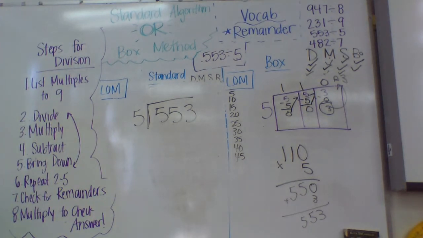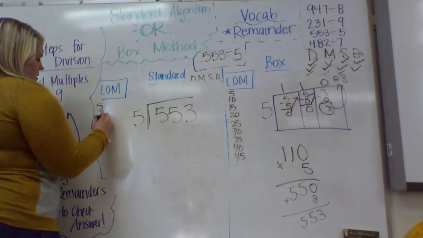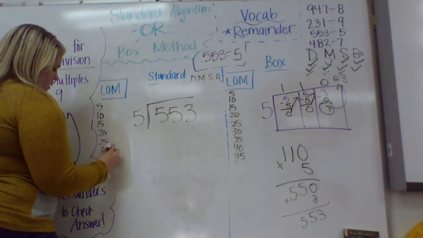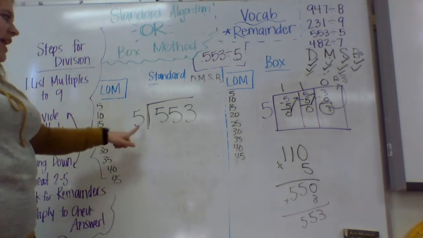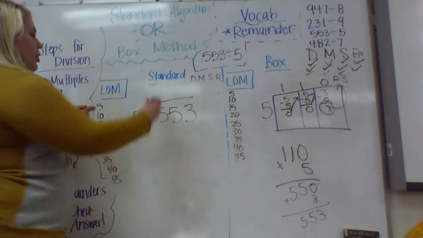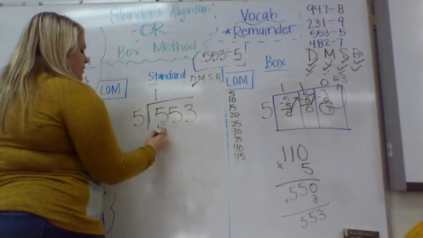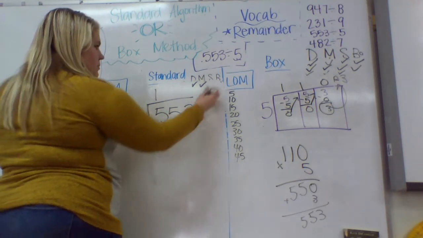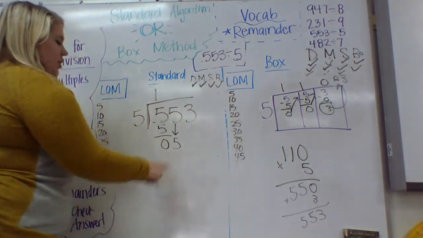Now I'm going to come over and try it. Standard algorithm. 5, 10, 15, 20, 25, 30, 35, 40, 45. Okay, how many times can 5 go into 5? Well, I come over here and it's an exact multiple for 1 time. 5 times 1 is 5. 5 minus 5 is 0. So I am good to bring down my 5 and start over.